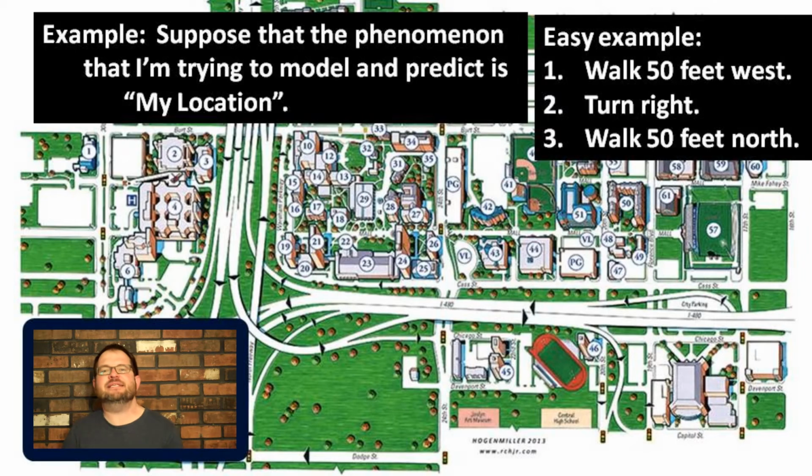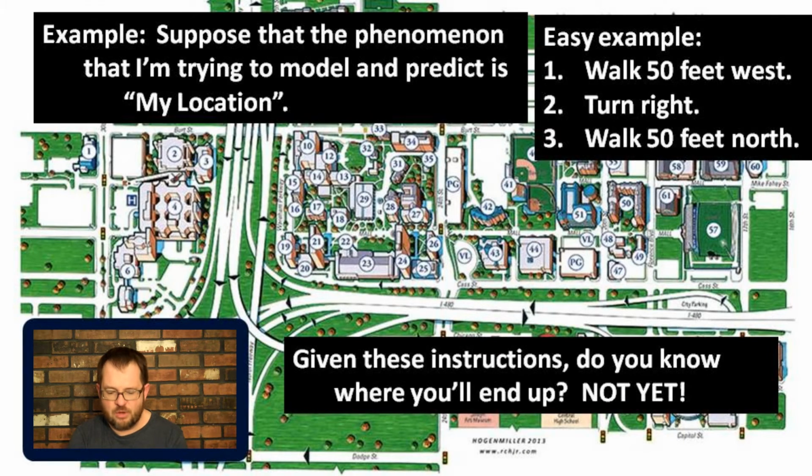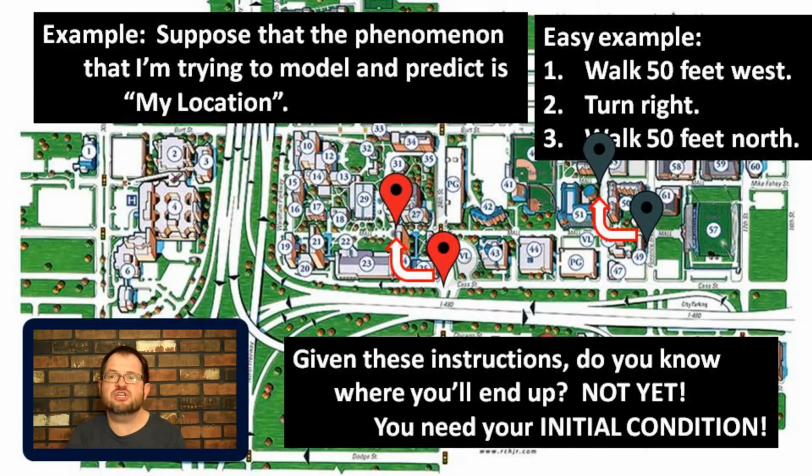So let's first do a really easy example here. I'm saying in this easy example, let's say you have 3 instructions in this little game. It says walk 50 feet to the west, turn right, and walk 50 feet to the north. All right, well, is that enough information to tell you where you end up? Sure sounds like a pretty simple game, but it doesn't tell you where you're going to end up yet because you don't know where you're going to start.